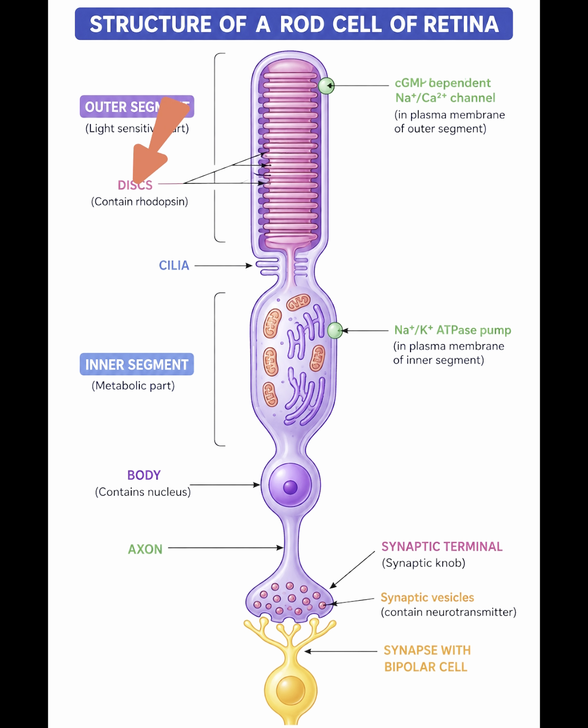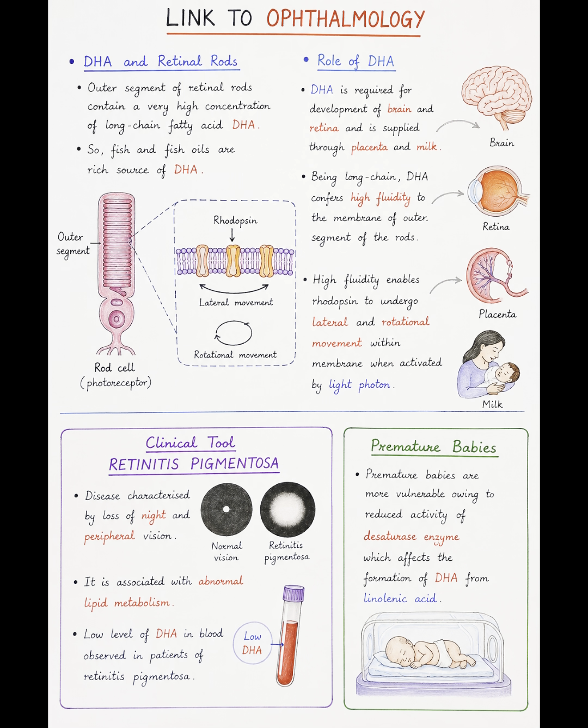Next is the link to ophthalmology. The outer segment of retinal rods contains a very high concentration of the long-chain fatty acid DHA. Fish oils are a rich source of DHA. DHA is required for development of the brain and retina and is supplied through the placenta and milk. Being long chain, DHA confers high fluidity to the membrane of the outer segment of rods. High fluidity enables rhodopsin to undergo lateral and rotational movement within the membrane when activated by a light photon.